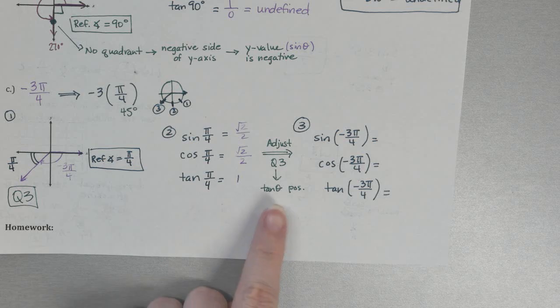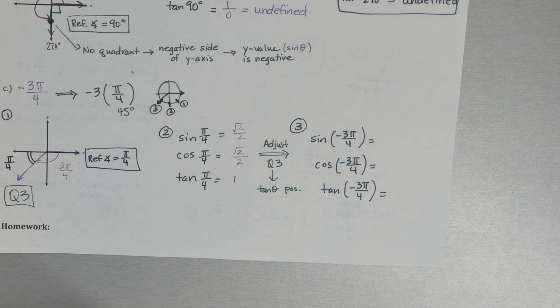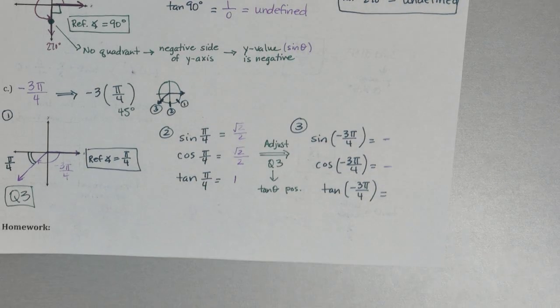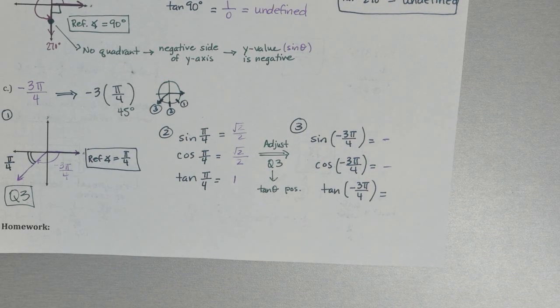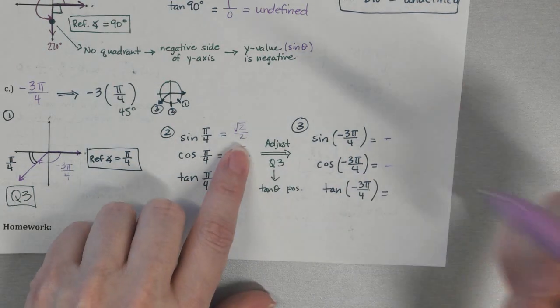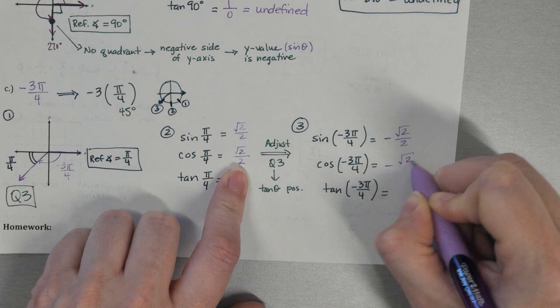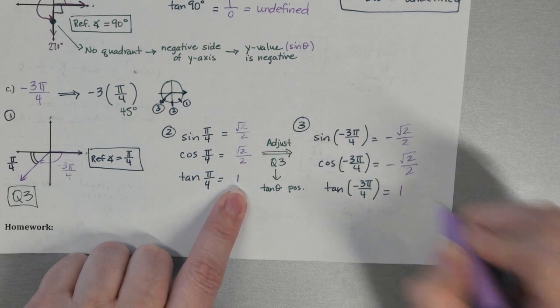Okay, so the tangent is positive, so that means the sine and the cosine are what? Negative. So can we just put our negatives in here? That might be something you could do on your test too, just on the line. Once you know what quadrant it is, you can put those in there. So then it's just negative. This stays the same. This stays the same. And this is 1.